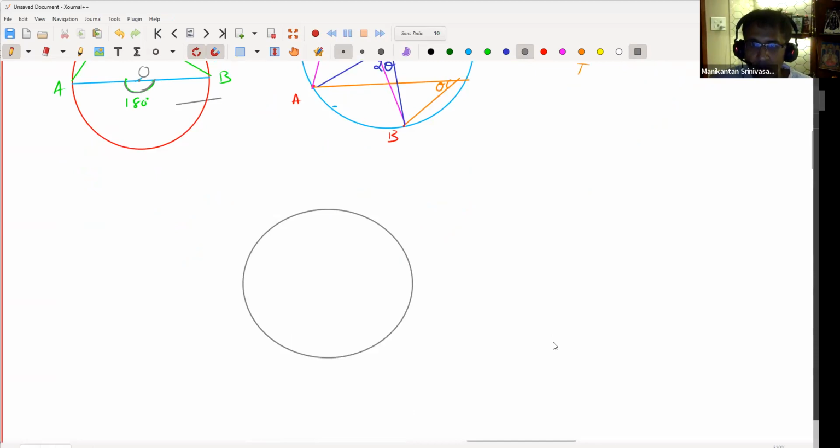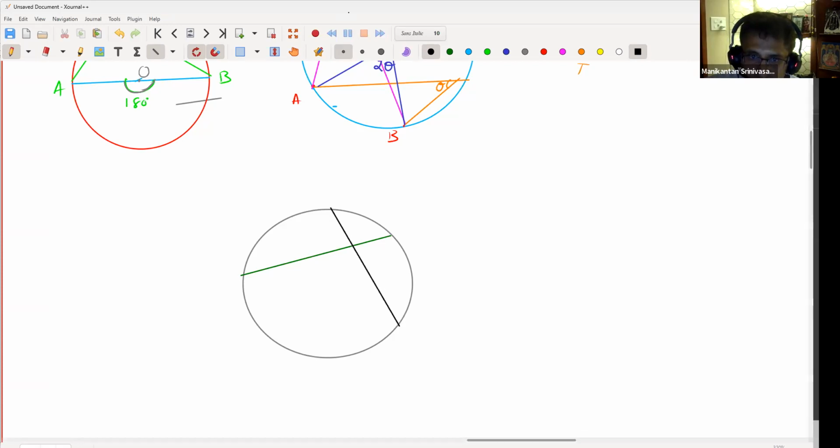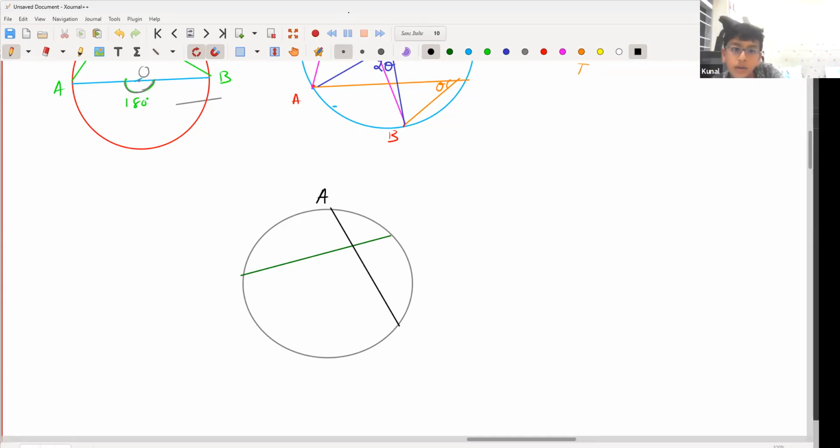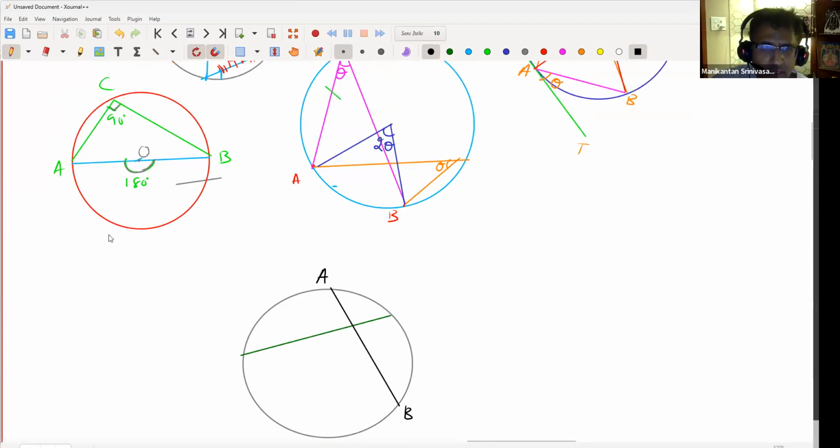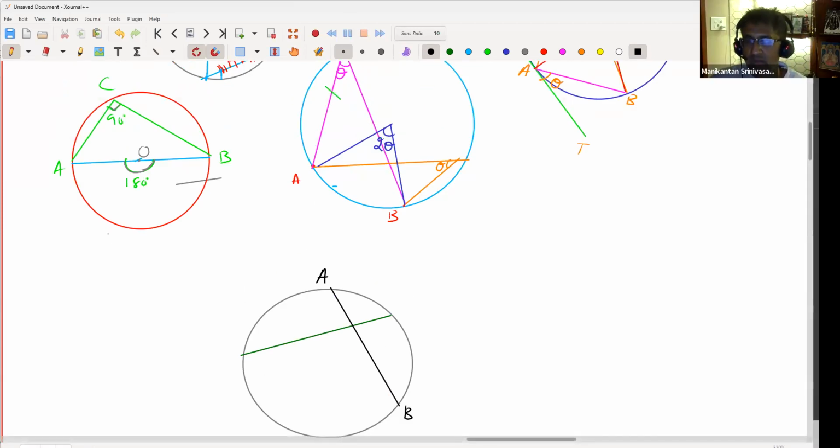Now, intersecting chords is an interesting problem. If I have two chords, let's say one chord here and another chord like this, let's label them. Does that mean AB has to be the diameter? Yes, that's what I said. Angle in a semicircle: only if AB is a diameter is it a semicircle, and it passes through O, which is the center. So if AB is the diameter, you have two semicircles, and the angle in any semicircle is 90.